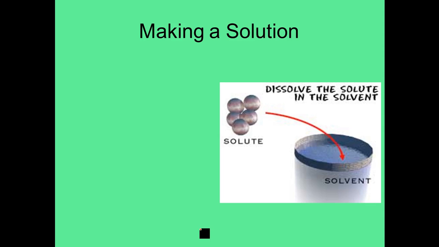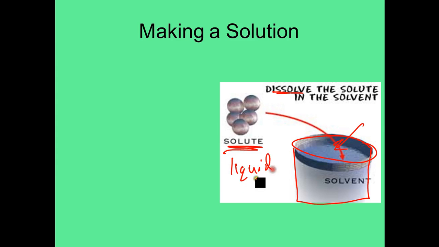Now, to make a solution, we take a solute and dissolve the solute in the solvent. Here you see a container of some kind, with some kind of liquid in it. And the liquid in this case is the solvent. Which kind of solution would this produce? Would it be a gas, liquid, or a solid? Correct answer, this would be a liquid solution.